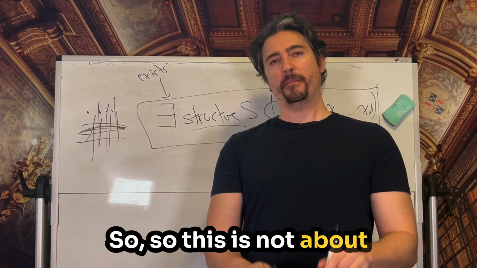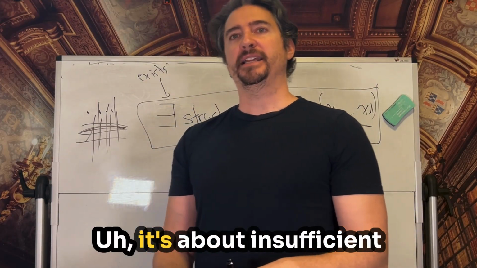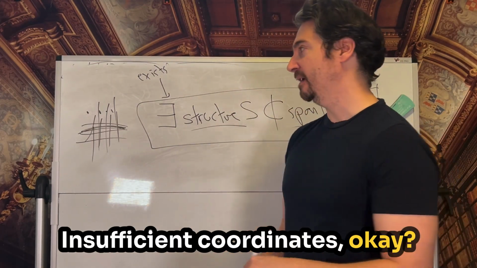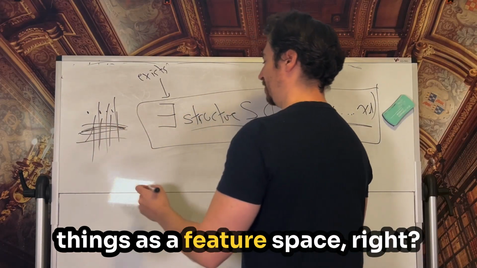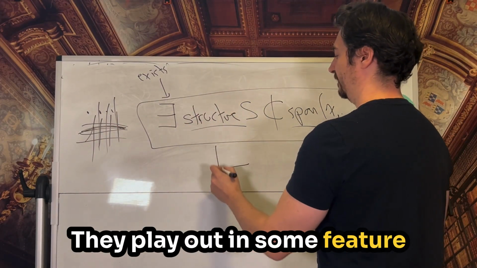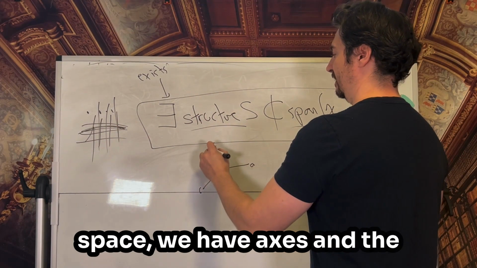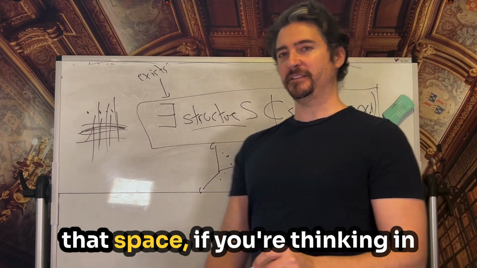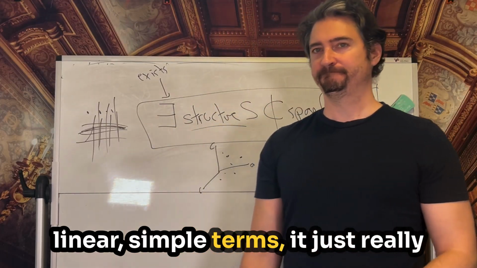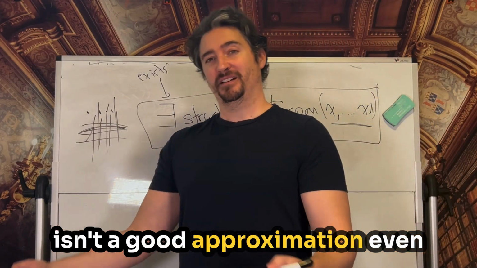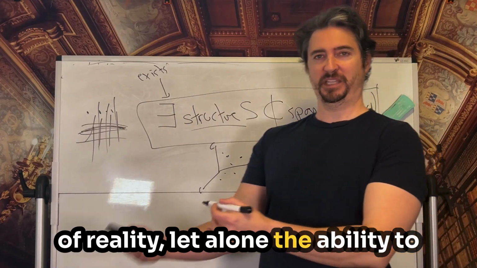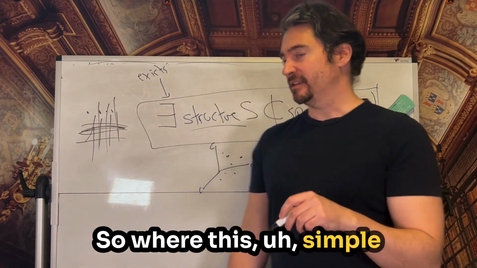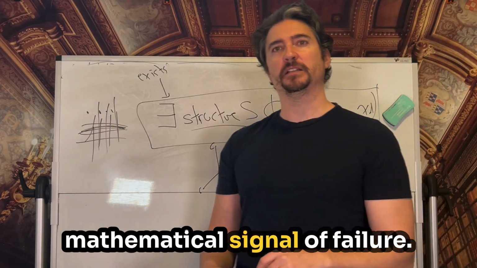Okay, so this is not about insufficient data. It's about insufficient coordinates, actually. Insufficient coordinates, okay? So again, we think of things as a feature space, right? They play out in some feature space. We have axes, and the coordinates tell you where they are on those axes. But no matter what you do in that space, if you're thinking in linear, simple terms, it just really isn't a good approximation even of reality, let alone the ability to engineer a system that does good predictions on it, right? So where this simple intuition fails, we've got this mathematical signal of failure.